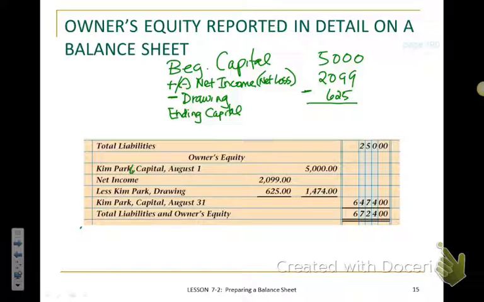So what does that come up to? It comes up to the 6,474, which then gets put onto the balance sheet. That's the number that gets put onto the balance sheet at the end of the day. So if we go back to the other slide where we saw the net income, the owner's capital on the balance sheet is a calculated number. It is not just the number from the worksheet. It's the number from the worksheet taking into consideration the net income and the drawing.